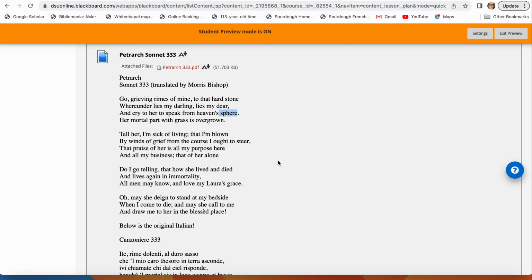In this section, when we study Petrarch and answer questions on the discussion board, we will be working on our close reading skills. I look forward to reading your interpretations on our discussion board.